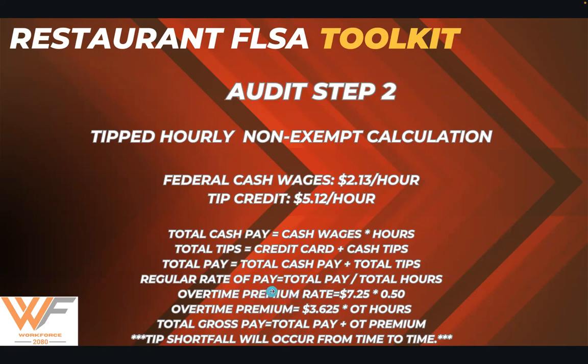Once you find the regular rate of pay, then you'll take the overtime premium rate, which is where you take that state, or in this case, the federal minimum wage, $7.25 an hour, which is what I'm using, times a half. Once I find the overtime premium rate, I multiply that times the overtime hours. And then the total gross wages, this is where I add in the total pay, which again is going to be total cash pay plus total tips, plus the overtime premium above, and that gives us the total gross wages.